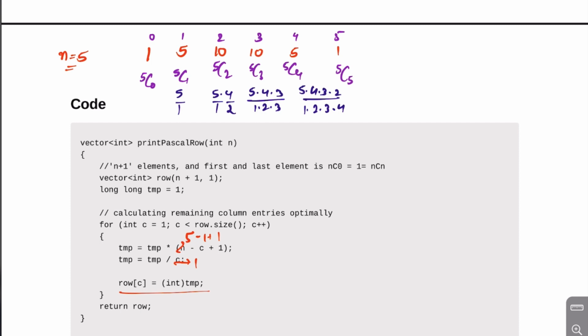Come to the next iteration. Now I already have stored 5 by 1 in my temp. So come to the next iteration. Now calculate, multiply it with 5 minus 2 plus 1. What is this? This is 4, and divide it by 2. So basically, I'm going to multiply 5 by 1 with 4 by 2.